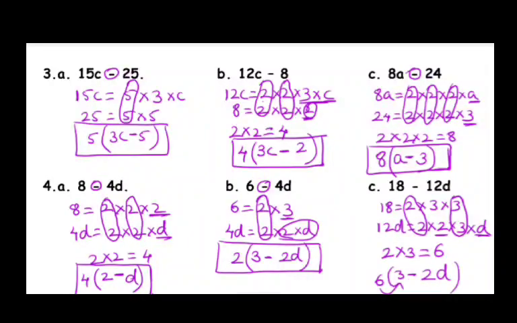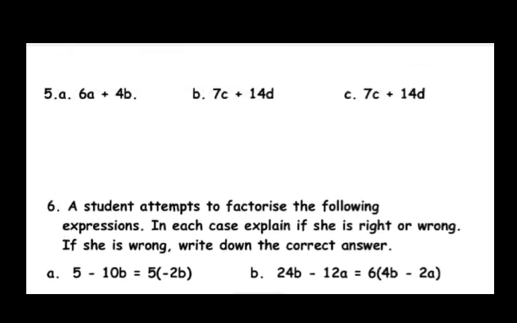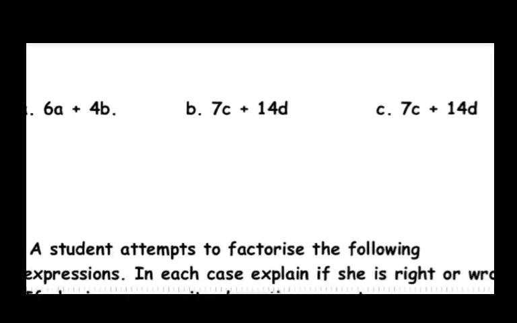2 3s are 6. Sorry, 6 3s are 18. And 6 2s are 12. Are you finding it simple, children? We have one more out here.